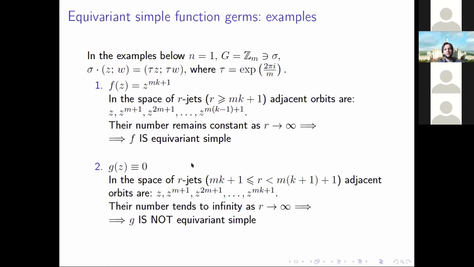So basically, the only not simple example for the case of functions in one variable is the function that is identically zero. In each space of jets, it also has a finite number of adjacent orbits. So they are again the orbits of monomial germs, but the number of these orbits becomes infinite as the length of jets increases. So this is why the identically zero germ is not equivariant simple. So these two examples describe the situation for functions in one variable. This is more or less trivial. And so it is interesting to study functions in more than one variable.